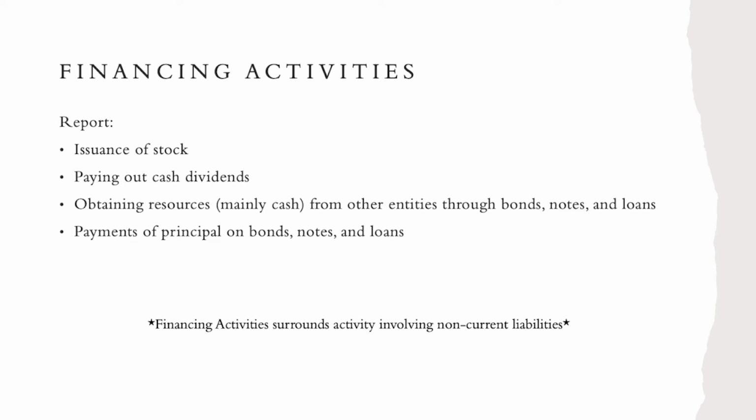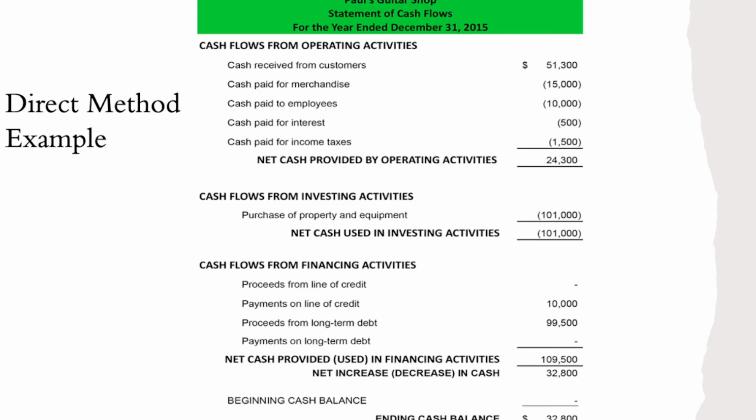Now taking a look at financing activities, which again would be the same for both the direct method and indirect method, you would want to report any issuance of stock, if you paid out any cash dividends, obtaining resources, which in this case would mainly be cash from other entities through bonds, notes, and loans, and any payments of principal on those bonds, notes, and loans. Keep in mind financing activities surround activity involving non-current liabilities. So investing, non-current assets, financing, non-current liabilities.